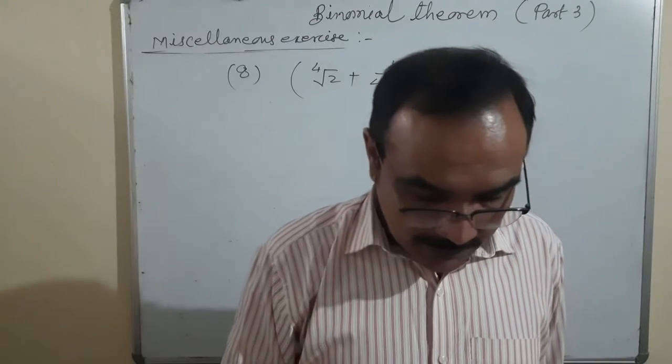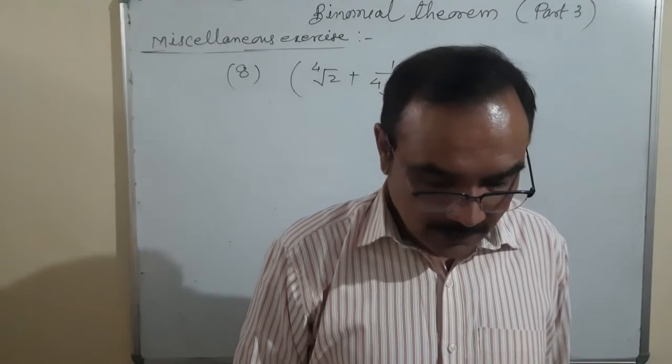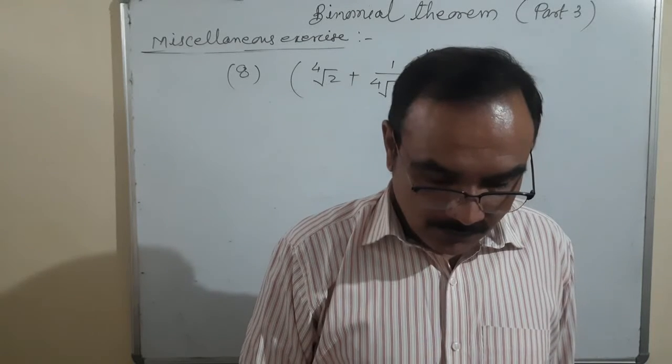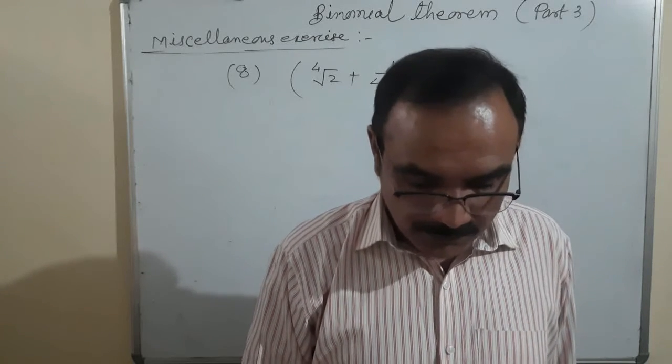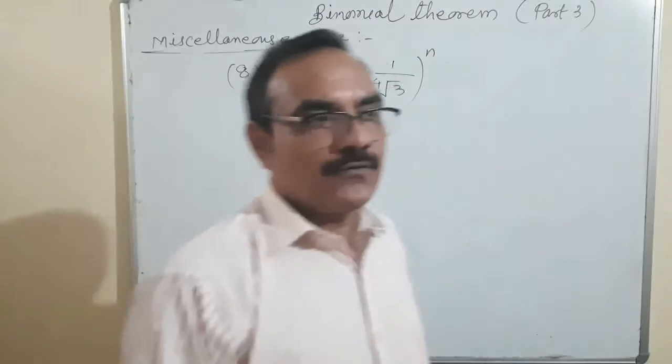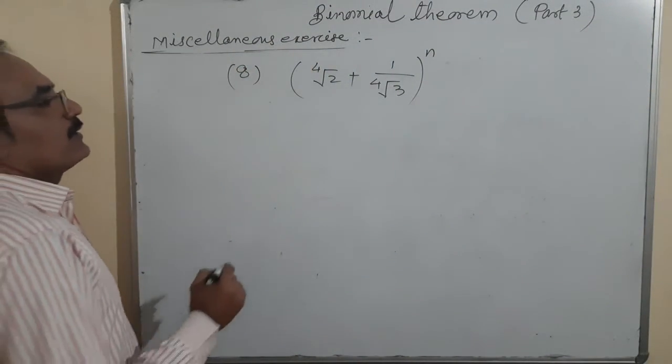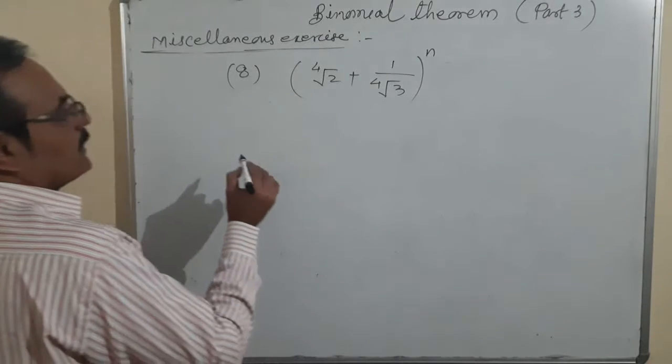The ratio is root 6 to 1. The condition is that the ratio of the fifth term from the beginning to the fifth term from the end. So what should I write here as given?